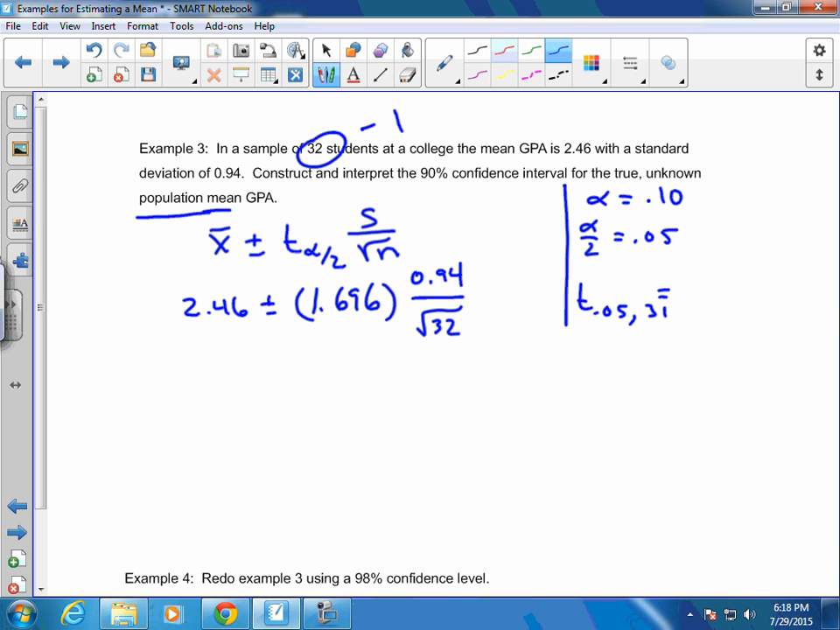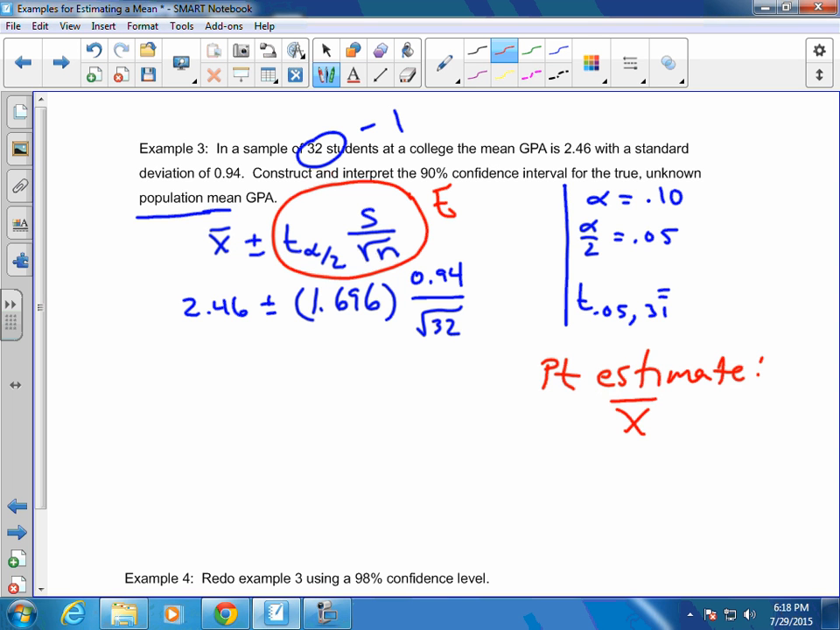Now this part of the formula right here, that's your margin of error for these problems. Estimating a mean and estimating a proportion, it's the same idea. You're just trying to come up with your sample statistic and then add and subtract a margin of error. Another note I'm going to put here is if you're ever asked to do the point estimate, the point estimate for a population mean is simply the sample mean. All right, so here's our point estimate right there, and then we add and subtract one margin of error.